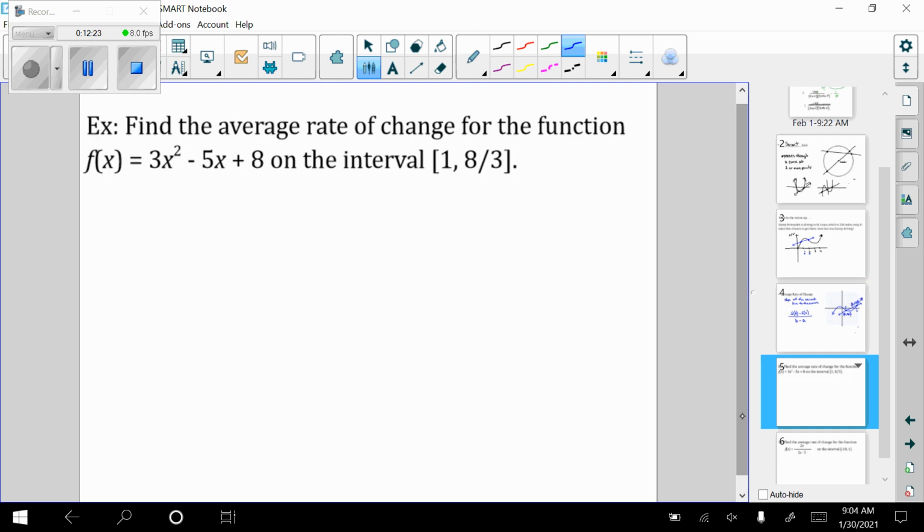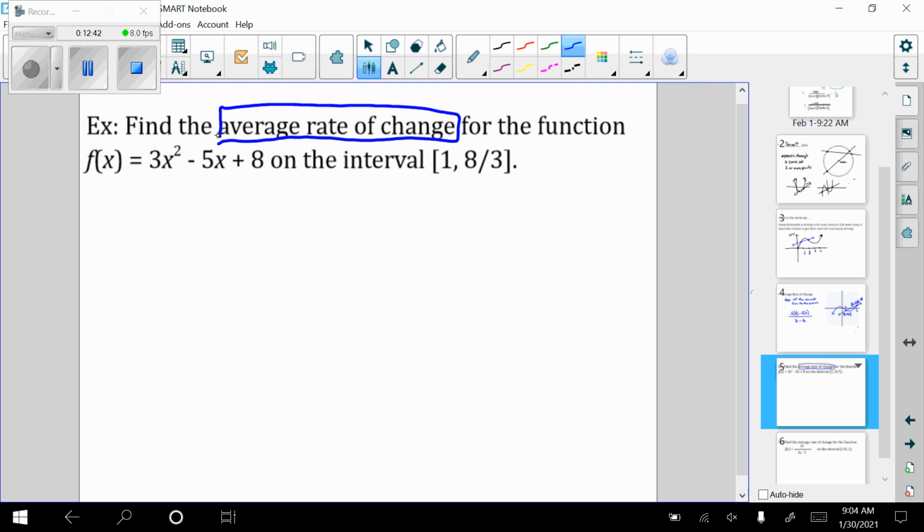Okay, so given a function, we know this is a parabola. I want to find the average rate of change for the function 3x squared minus 5x plus 8 on the interval x equals 1 to x equals 8 over 3.